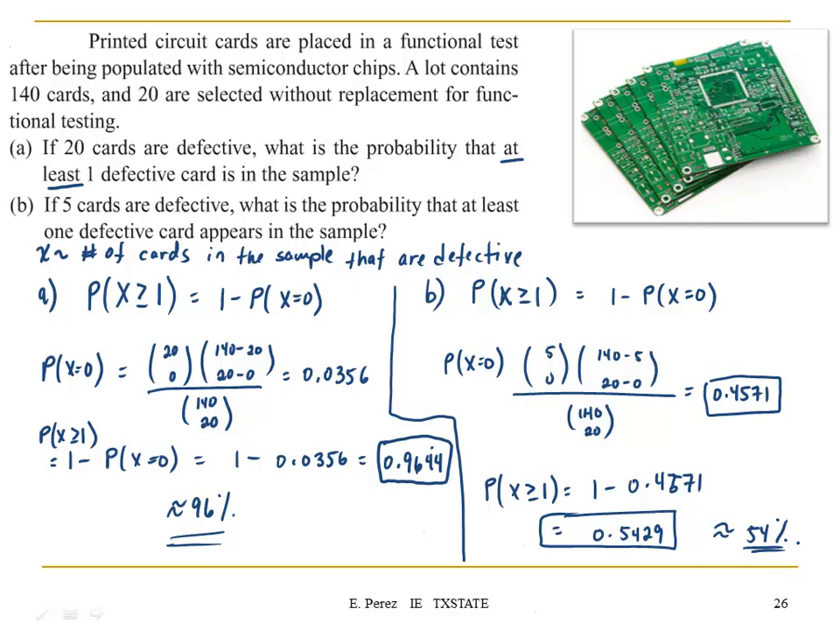So since you have 20 defective out of the 140, you have a higher probability of selecting defective units in your sample. But now if you decrease to 5, then that means that out of the 140 parts, only 5 are defective. You're still picking 20 as your sample, but since you have a lower number of defectives, your probability of finding a defective is going to be way smaller. Okay? Is that clear? Okay. So again, understanding these numbers is also important.